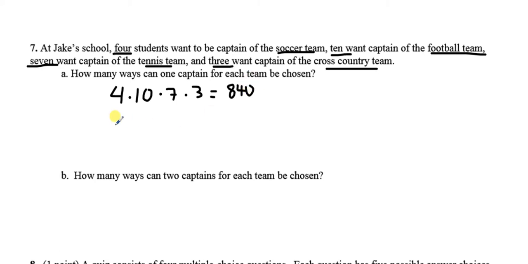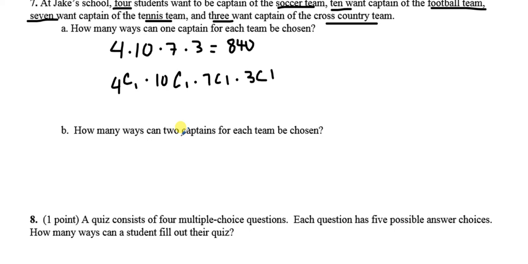The other way to think about this is it's 4 choose 1 times 10C1 times 7C1. But that's the same thing as 4 times 10 times 7 times 3, times 3C1. It might help to think of it this way in terms of part B here. How many ways can you pick 2 captains instead of 1 captain? So now this time we do have to use combinations. It doesn't matter which order we pick the 2 captains in, so we're going to use combinations.